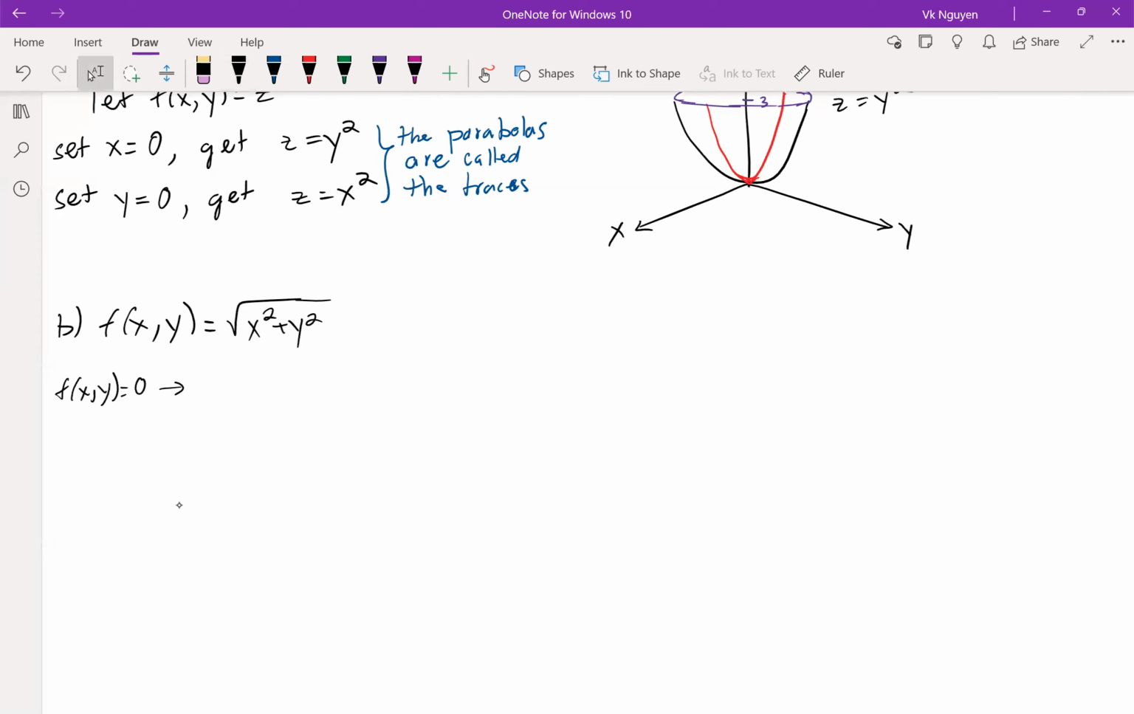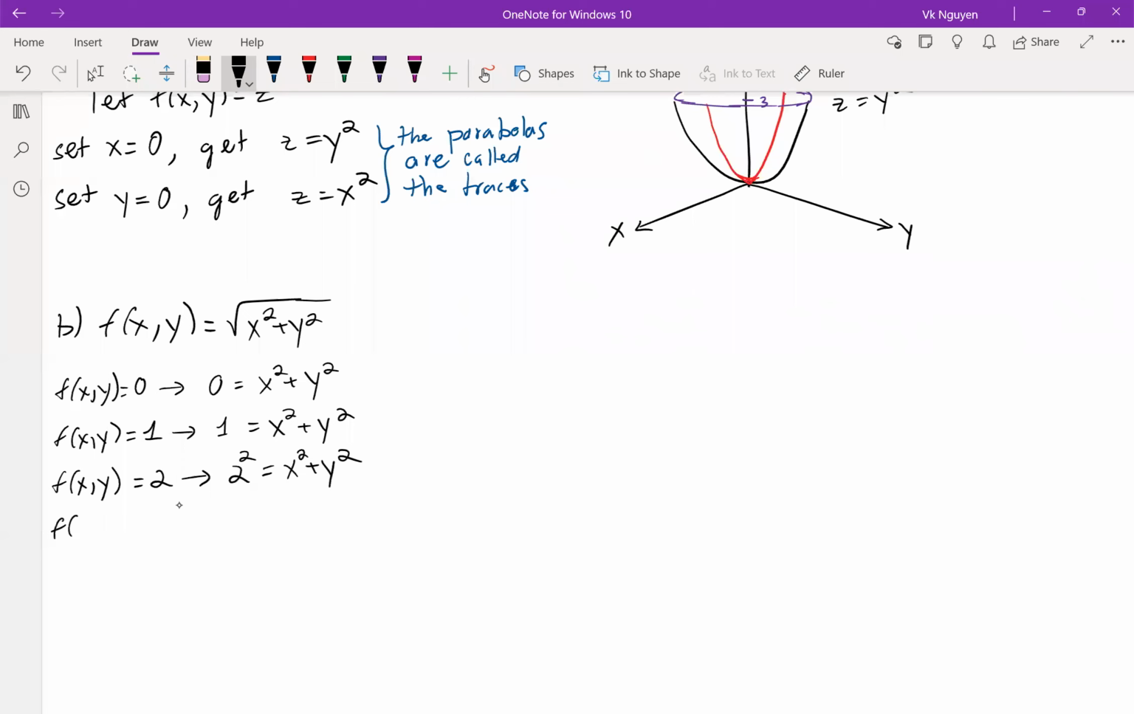Okay, 0 is equal to x squared plus y squared. f(x, y) equal 1. So remember, you got to square it. So it's going to be 1 equal x squared plus y squared. f(x, y) equal 2. This is 2 squared, right? So that is how I get rid of the square root here. Three squared, x squared plus y squared.